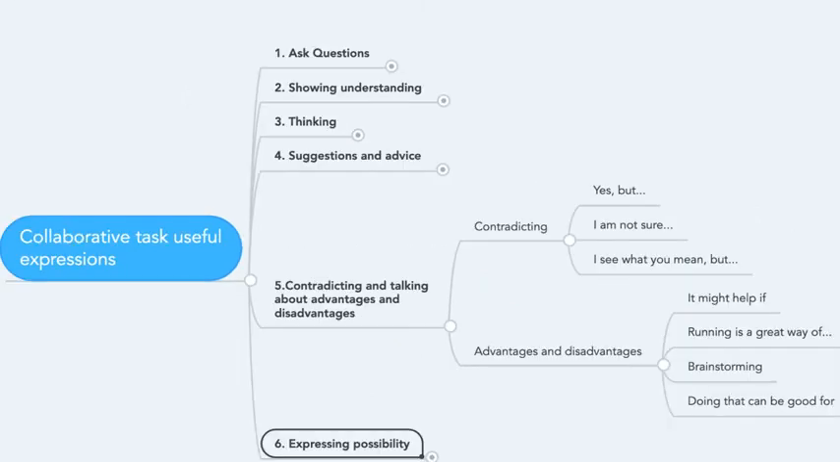So let's move on to our next point. Our next point is contradicting. Okay, so also the examiner has an opinion, and if you want to give the opposite opinion, you can start by saying yes, but, yeah, I'm not sure, I think that, or I see what you mean, but, and then you could talk about advantages and disadvantages. So first you contradict, yes, but, and if they're saying it's a bad idea to use mobile phones, you can talk about the advantages of using mobile phones.